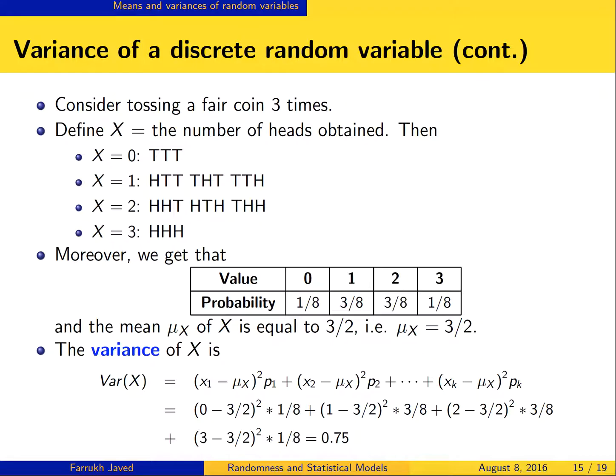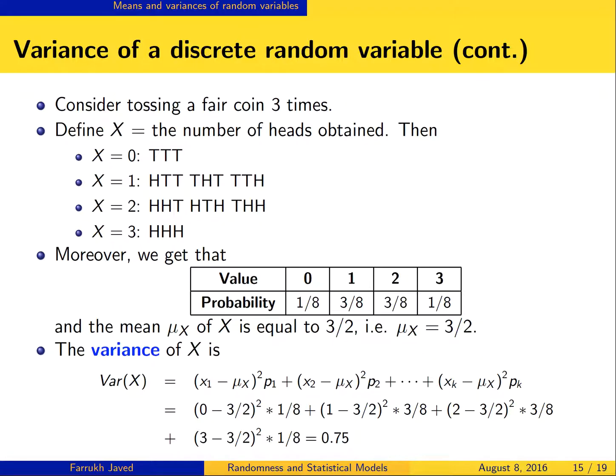Again, for the same coin tossing experiment, we know the values, we know the probabilities, and we are interested in knowing the variance of x. But before we find the variance, we need to evaluate the mean, since each value has to be subtracted from the mean. We have already calculated the mean before. If you remember, it was 1.5.